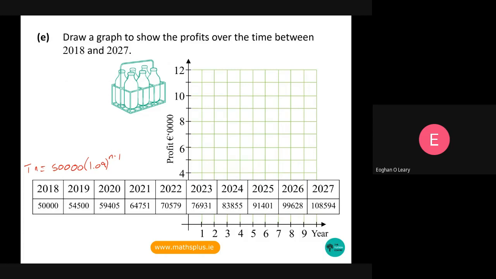You could do this again on your Casio, as a mode 3. On your Sharp, if it's a new Sharp you have, it's a mode 2. You type it in and you can get the values for the first 10 years here. All you have to do then is plot it, draw the graph. Again, you could do it one by one on your calculator as well, figuring them out. And that's a 5-mark question.